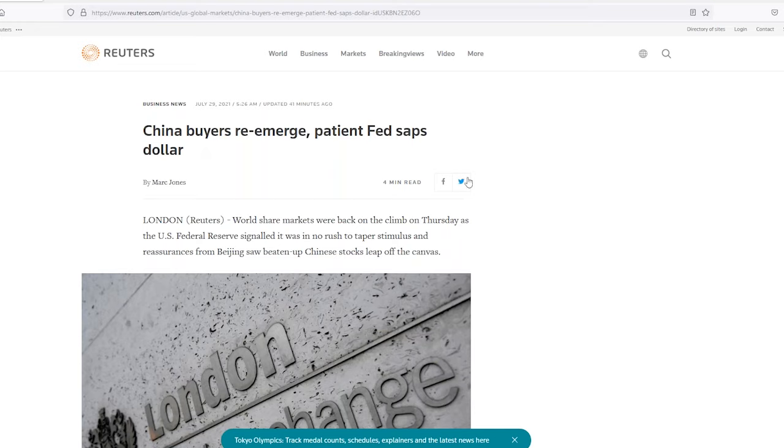And when they say patient Fed saps dollar, they're talking about the Fed in the U.S., and the U.S. dollar in particular is starting to weaken again, which actually is good for oil, for the stocks, for the indices, et cetera. The Fed was kind of dovish with their statements about whether or not they would taper off the bond buying program, the stimulus measures that they've had in place through the pandemic. Being dovish means they're not coming out and saying, hey, we're going to cut the stimulus measures down. They did not say that. They said the opposite. We're going to be very patient.